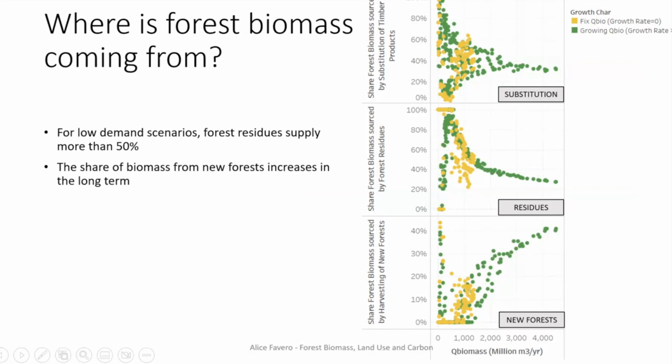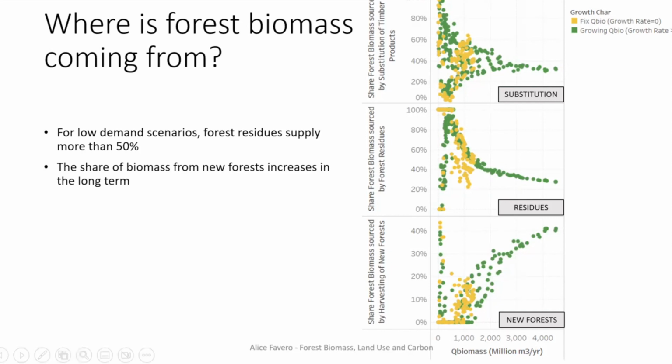Forest residues. So we had in the previous presentation a little discussion on that. Forest residues are a good option to meet the demand because they are usually cheap and available, but the quantity is usually not enough to meet high demand scenarios. And this is what is happening down here. So you see, as the demand increases, the share coming from forest residues is going down to 20%. On the other hand, when the demand is low, the share of forest residues is particularly high.